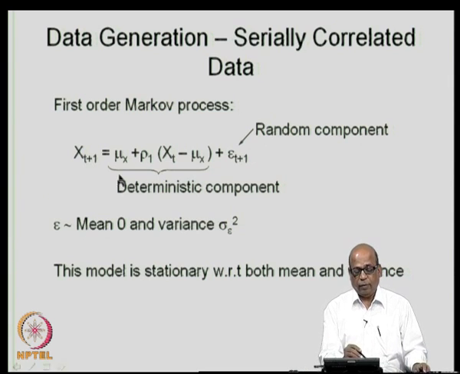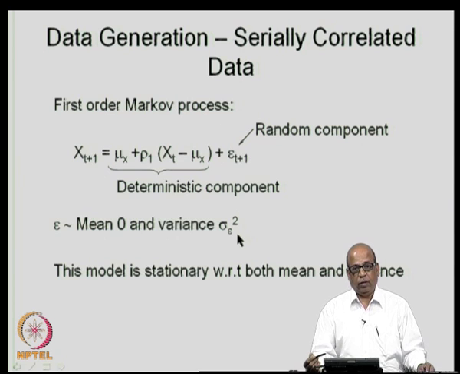So, this model essentially generates x t plus 1, that is the sequence x t, using the previous value of x t and the dependence of the current value on the previous value given by rho 1. Now, as I said, the properties of epsilon t plus 1 in this case are important. Epsilon t plus 1 must have a mean of 0 and the variance of sigma e square.